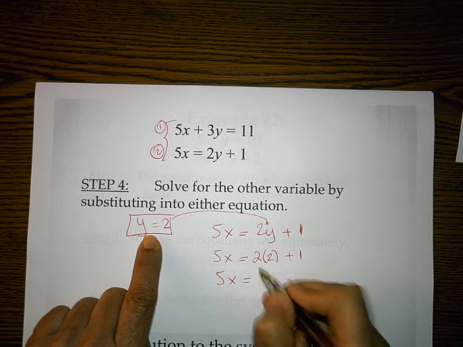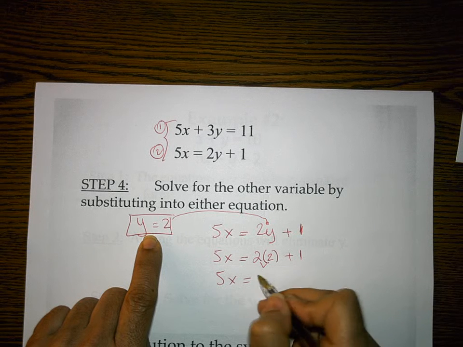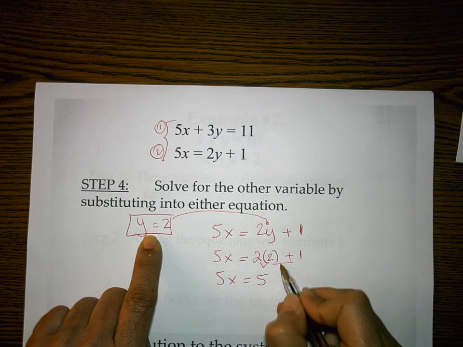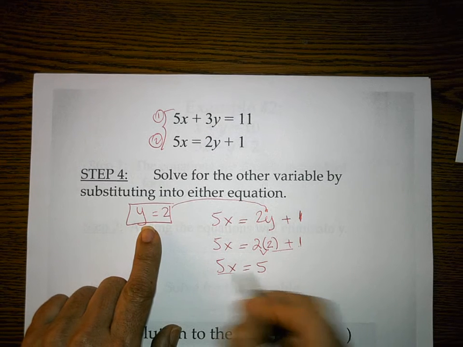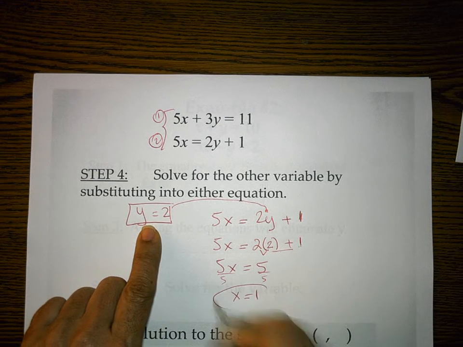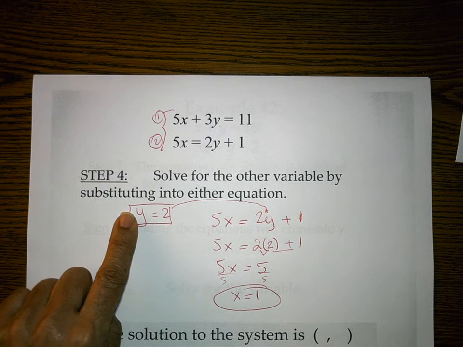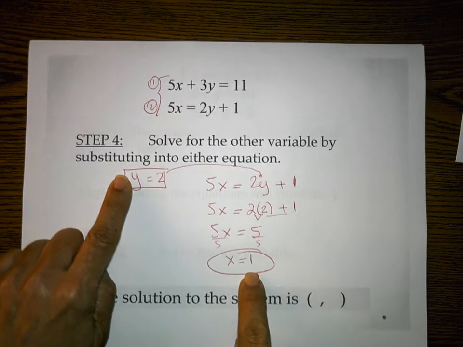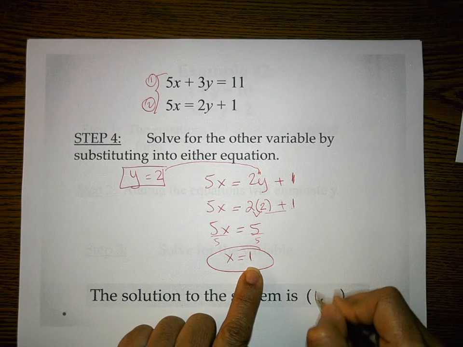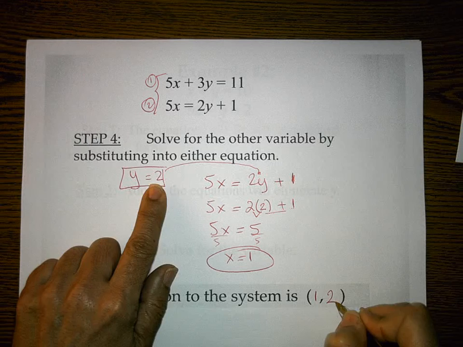5x equals 2 times 2 is 4, plus 1 equals 5. And then when you divide by 5 on both sides, you get x equals 1. So now I know that y was 2, and I plug it in, and I got x equals 1. So the solution for the system is x equals 1, y equals 2.